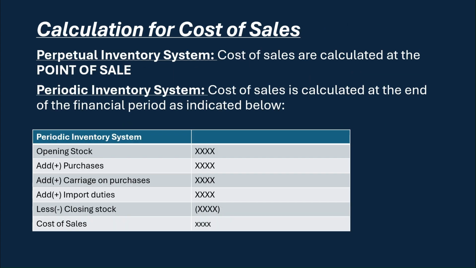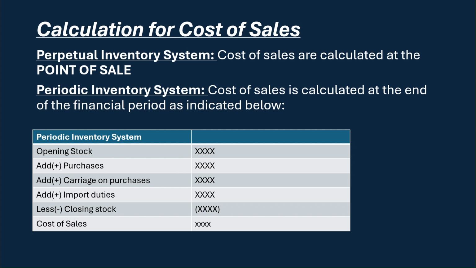Now, let's look at the calculation for cost of sale for the two inventory systems, right? For the perpetual inventory system, the cost of sales is calculated at the point of sale. So when you sell something, buy something or return something at a business that is using the perpetual inventory system, they record it right there and then, right? They don't say that they're going to record it later on.